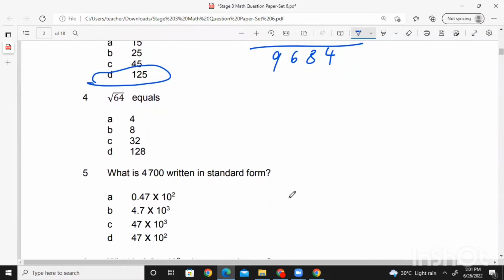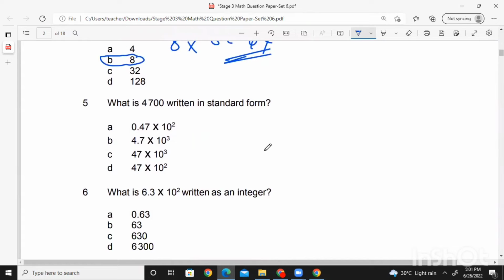What's the square root of 64? We have to know square roots and so forth. So the answer is 8, guys. So we want to make sure that we understand the square root. We memorize some of them so that we can do some things easily.